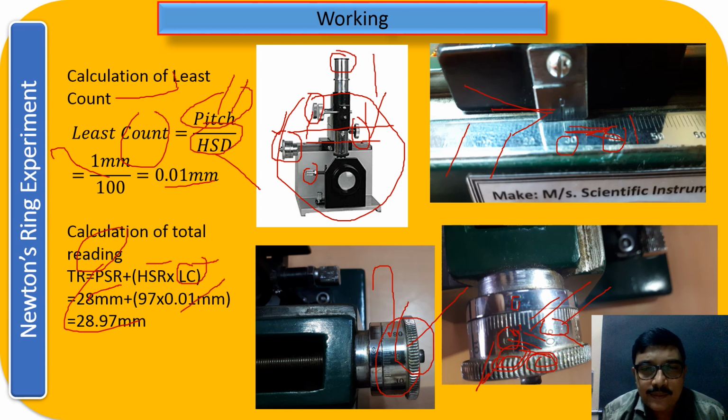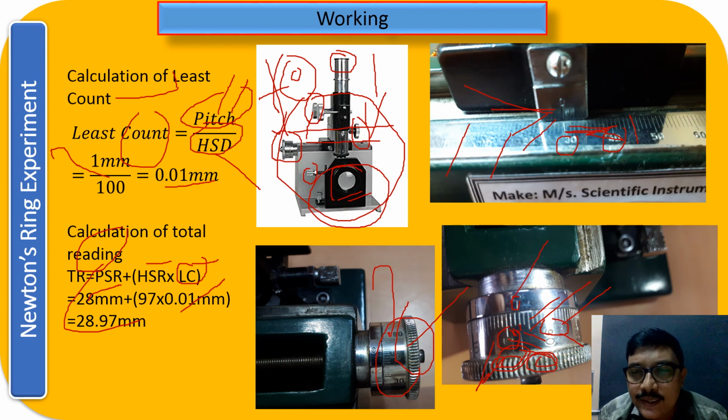Focus this TM on the ring system. This is where there is the plano convex lens and the glass plate. When you focus, you get the concentric rings, Newton's rings, right? So after focusing, one by one, imagine this is ring number 2. You have to place the crosswire like this, right? And note down the reading.